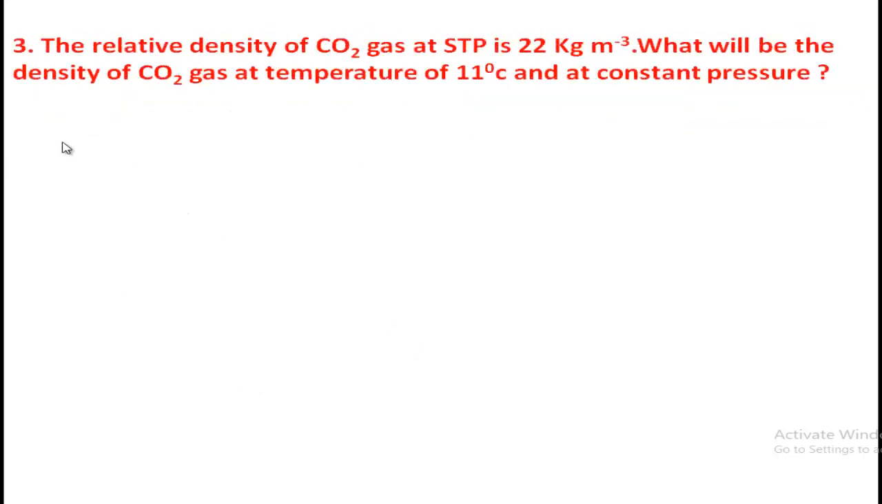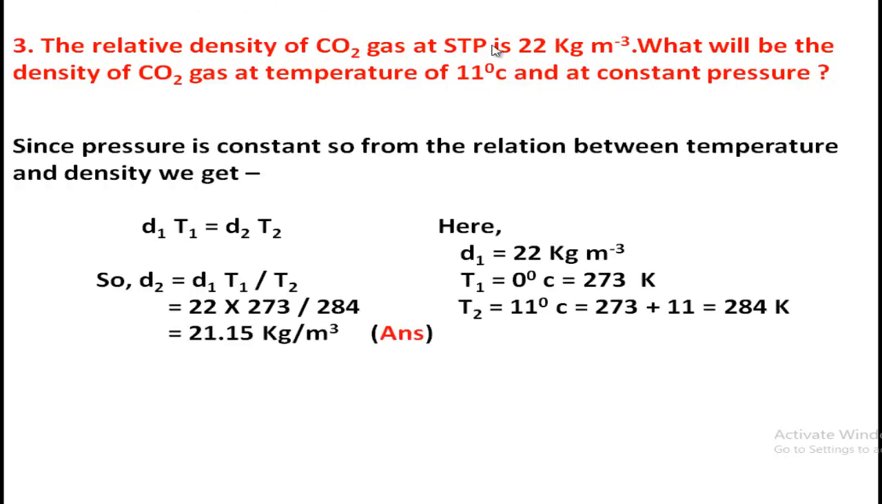Now follow another example. The relative density of carbon dioxide gas at STP is 22 kg per meter cube. What will be the density of carbon dioxide gas at a temperature of 11 degrees centigrade and at constant pressure? Follow the problem. Here pressure is constant and what is given? Density. So this is a little bit different. In Gay-Lussac's law pressure is variable, but here pressure is constant, so volume must be variable. So actually this problem is related to Charles's law.